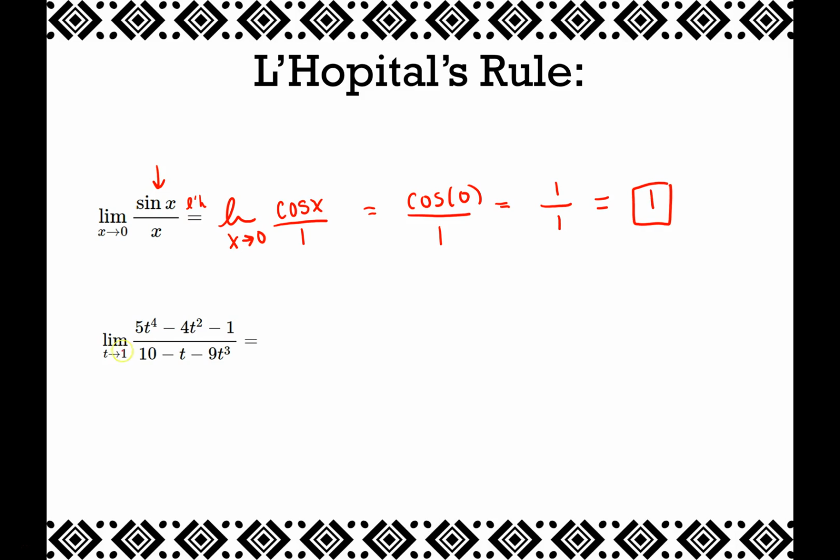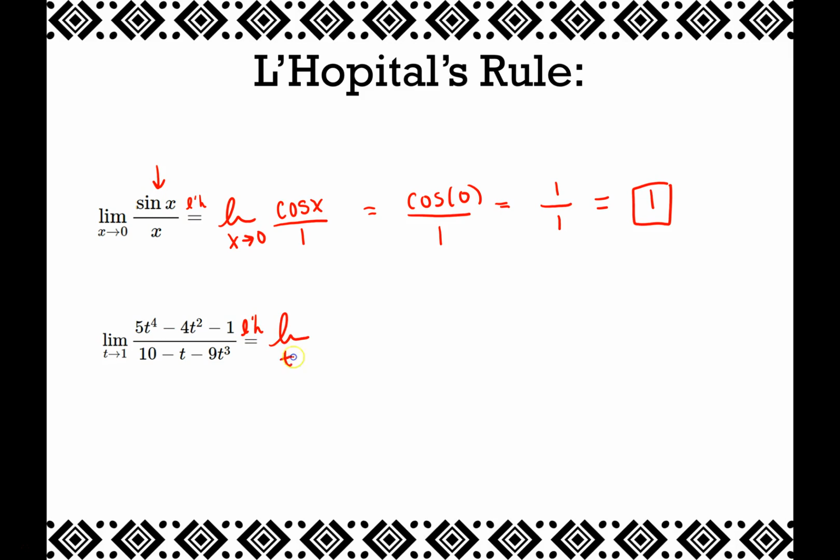All right, on this one here, we plug 1 in, 1 in, 1 in. That's going to give me 5 minus 4 minus 1. And then down here I get 10 minus 1 minus 9. Well, that's going to give me 0 over 0. So this one is most definitely a L'Hopital's rule problem as well. So I'm going to put equals with an LH for L'Hopital's rule.